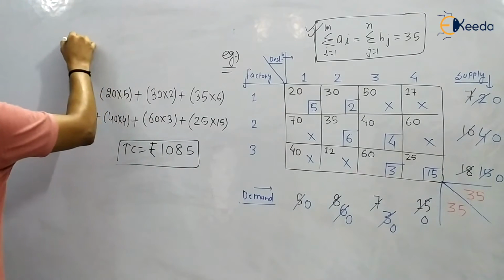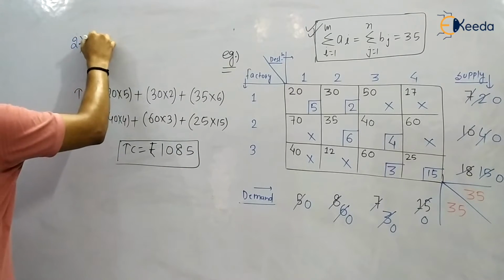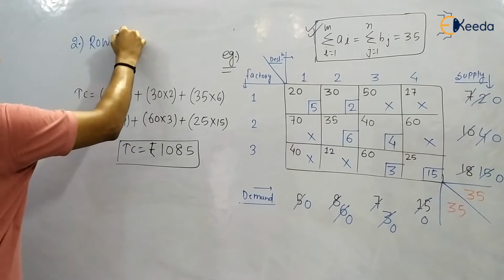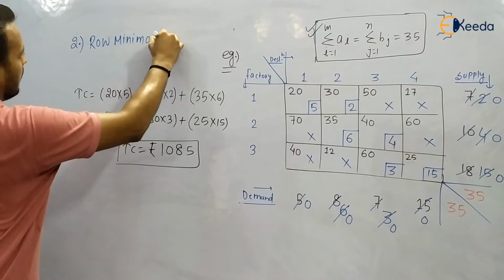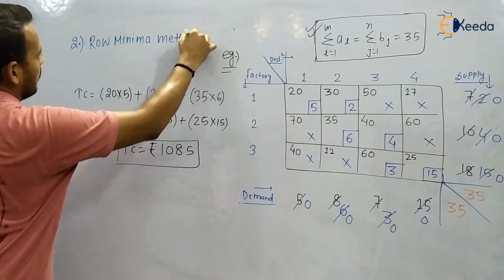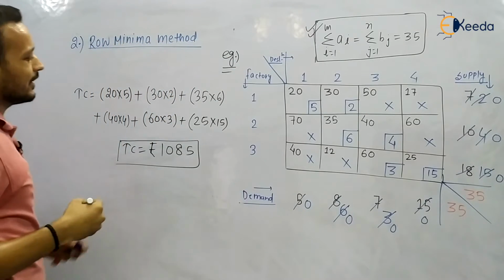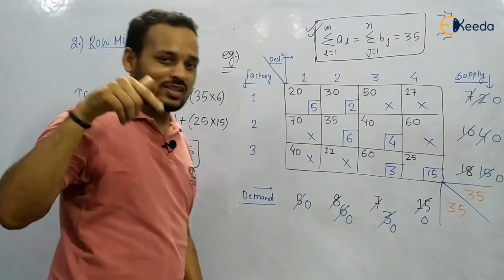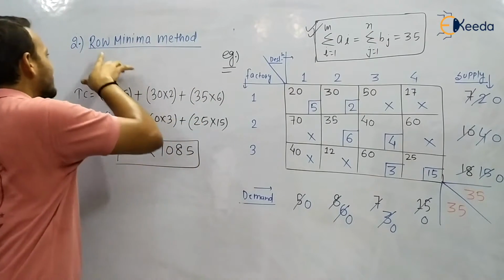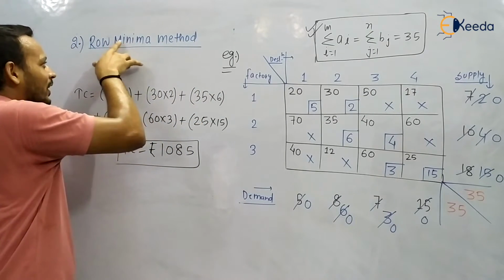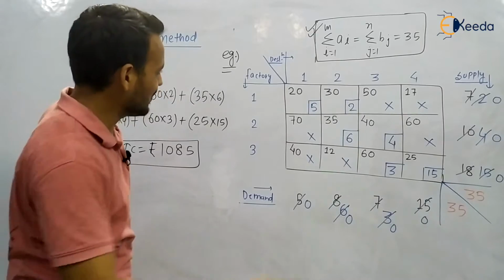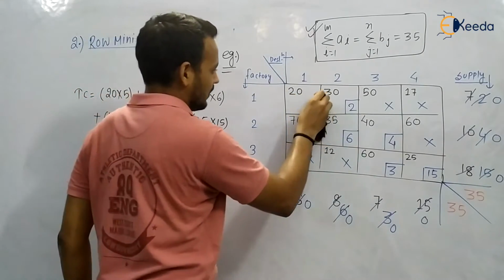Our second method is the row minima method. From the name it is clear that we have to supply to those items which are present in the row and have the minimum value.